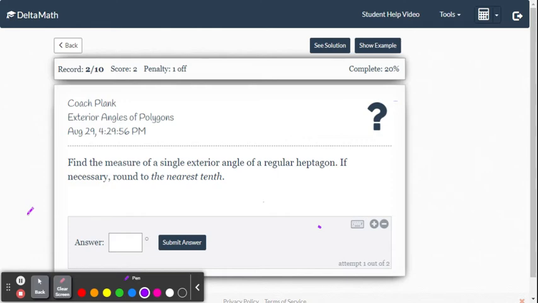All right, this example says find the measure of a single exterior angle of a regular heptagon and round to the nearest tenth. All right, so a heptagon has 7 sides, 7 angles. So the easiest way to solve this one is simply to take 360 degrees, and you think about it, there's seven angles, right? So 7 exterior angles times the angle measure has to equal 360. So you just divide by 7. You could do this without writing an algebraic equation. You could just think of it as 360 divided by 7.